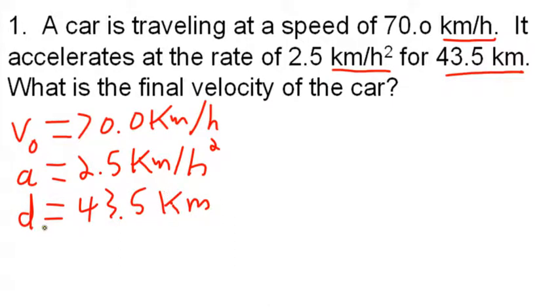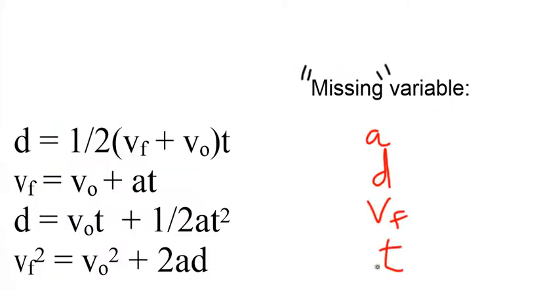What is the final velocity of the car? So that's pretty clear. We are looking for a final velocity. When we look at this list of variables, the next step after listing our variables is to figure out what variable is completely missing from the equation. In this particular case, we are missing our time. So if we go back to our prior list, we're missing our time, which means we need to use Vf squared equals V naught squared plus 2ad.